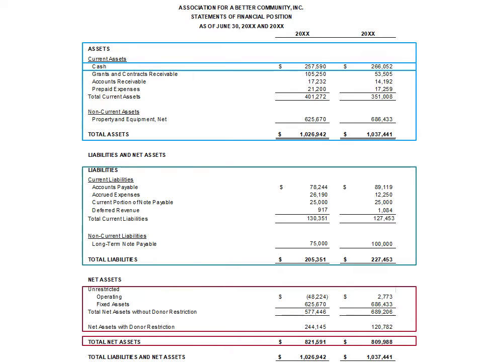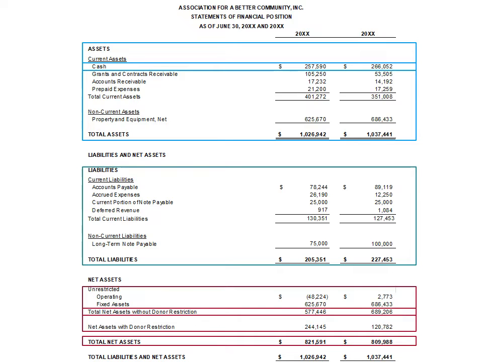Net assets without donor restrictions are those that the board and management of an organization can use at their discretion. So a donor has not said you have to use this contribution in a particular way. It's up to us how we use it.